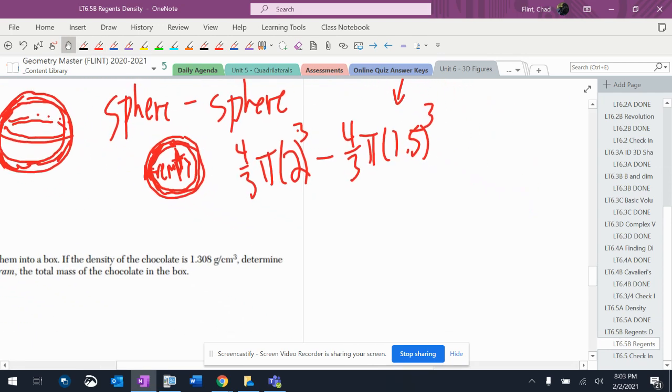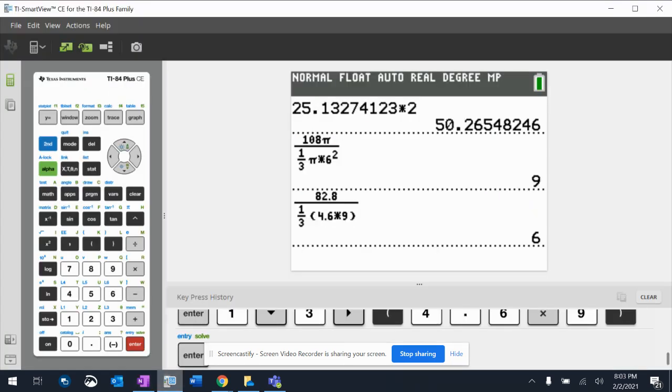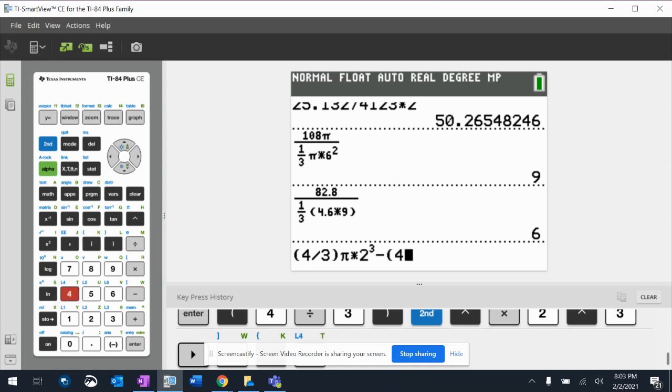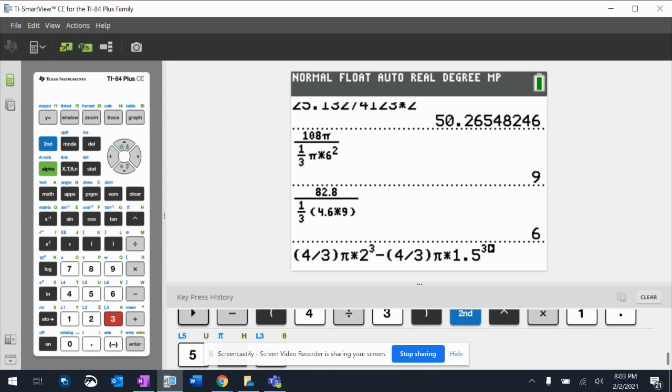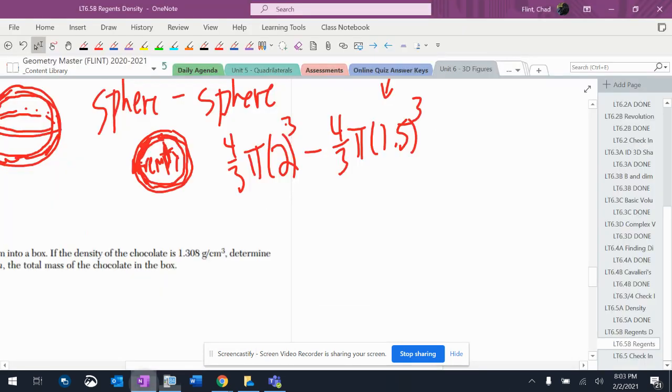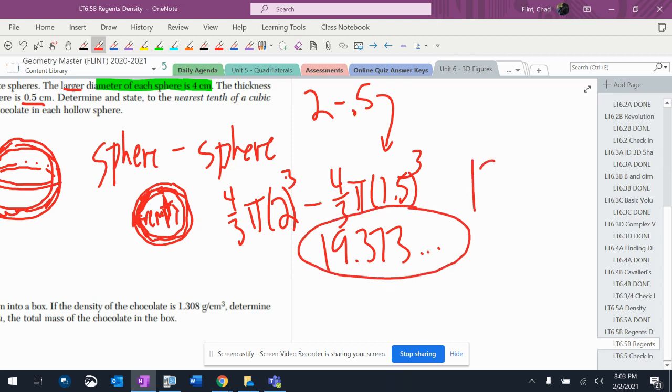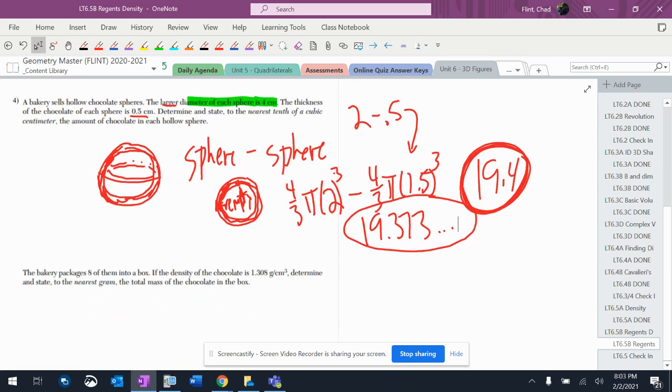So I'm going to put that into my calculator. So 4/3 times pi times 2 to the third minus 4/3 times pi times 1.5 to the third. Make sure I got that right. All right, so each sphere has 19.373, that's the volume of one. Oh, it says nearest tenth. Sorry, 19.4. All right, that's how much chocolate is in each sphere.